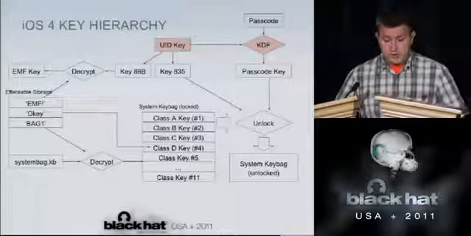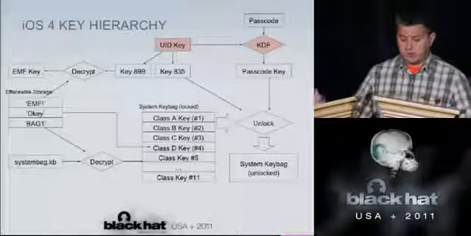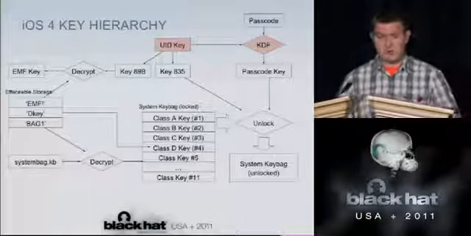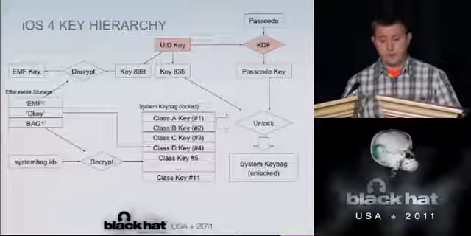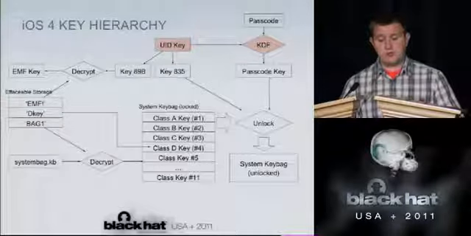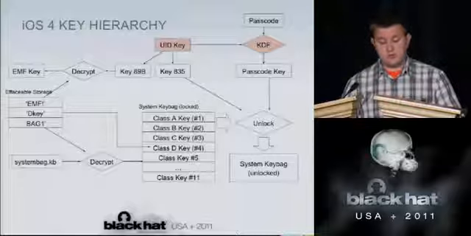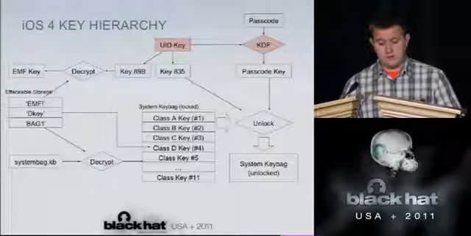So there are two device keys. There is one hardware key, which is in red, the UID key, which is embedded in hardware. And it is used to compute two device keys, the key SecurityTube key and key 890B.